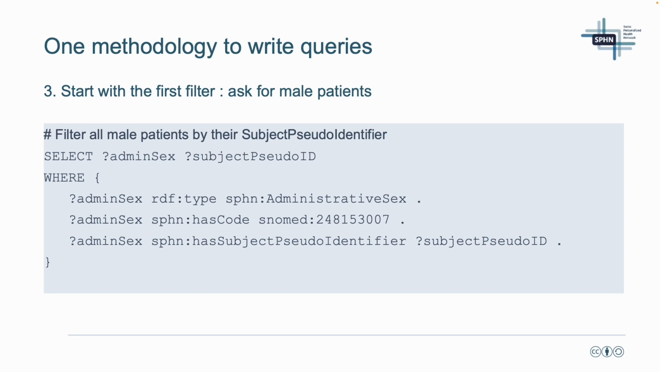So we start writing the first filter. Here, we want to get all patients, which are male patients. You can see that we have in our select statement two variables of interest, the administrative sex and the subject pseudo-identifier. In our where clause statement, we define our variable administrative sex to be of type SPHN administrative sex. It must point to a code which is this SNOMED-CT code corresponding to male patient. And finally, we want to bind this administrative sex variable to a subject pseudo-identifier, which would be our patient of interest.